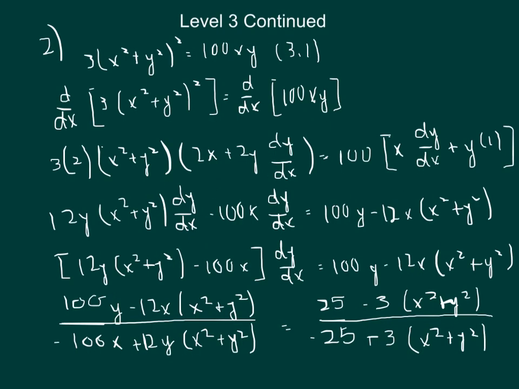So level 3 continued. Second problem is pretty long. The equation reads as 3x squared plus y squared squared equals 100xy at points 3 and 1. So you have to differentiate all the way down until you get up to here. Then I'll take you to the level 3 continued, where we will be graphing this problem.